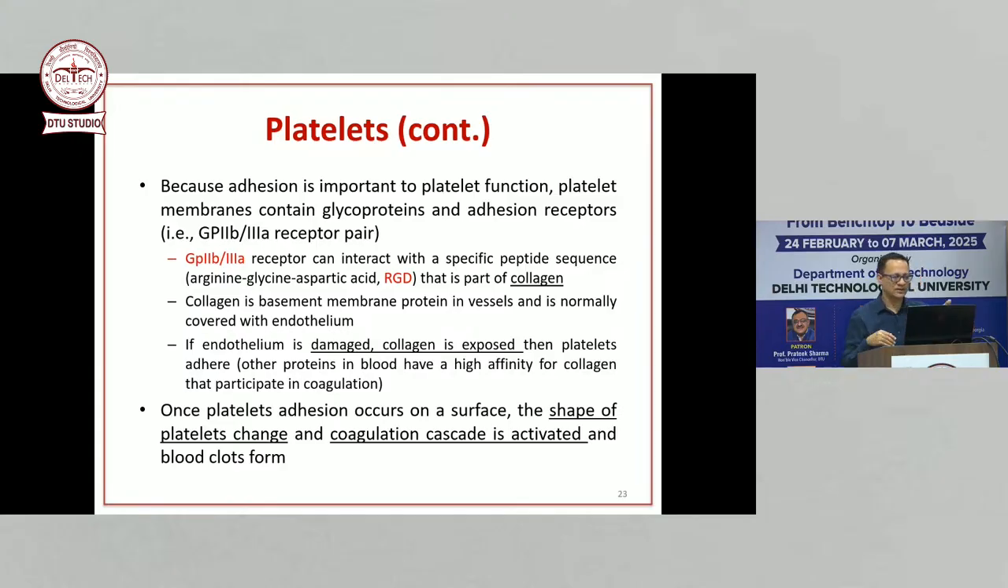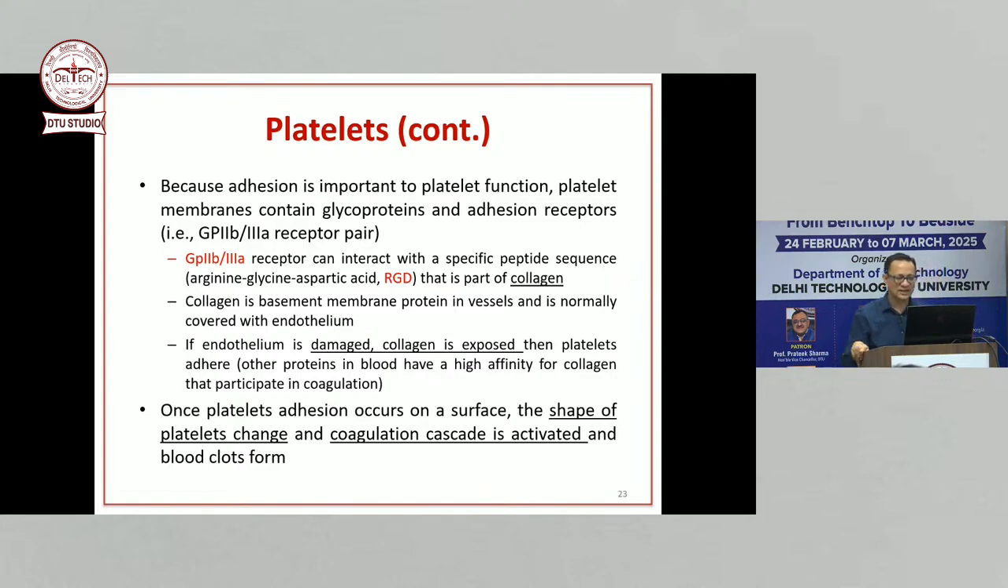So let's read, because adhesion is important to platelet function, platelet membranes contain glycoproteins, GP2B3A receptor. GP2B3A receptor can interact with this RGD sequence that's present in collagen and fibrinogen, right? And then there is another receptor also which we'll talk about, GP1B I think, that is also present on platelets and interacts with the collagen also. But this RGD sequence we talked about yesterday is present on fibronectin and fibrinogen.